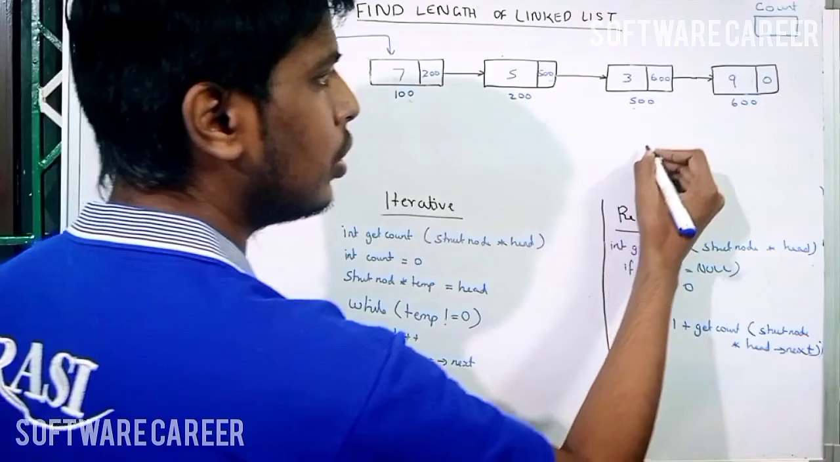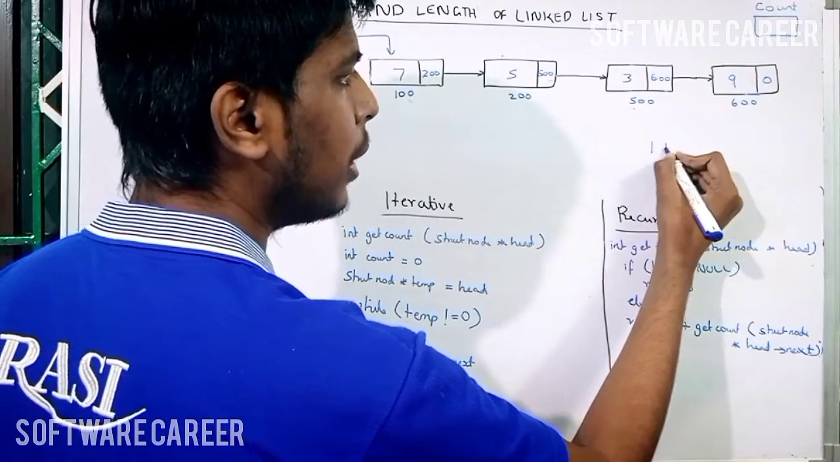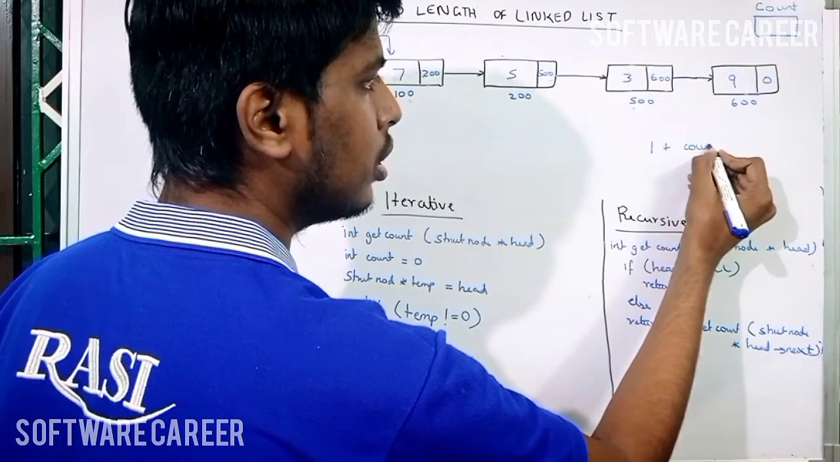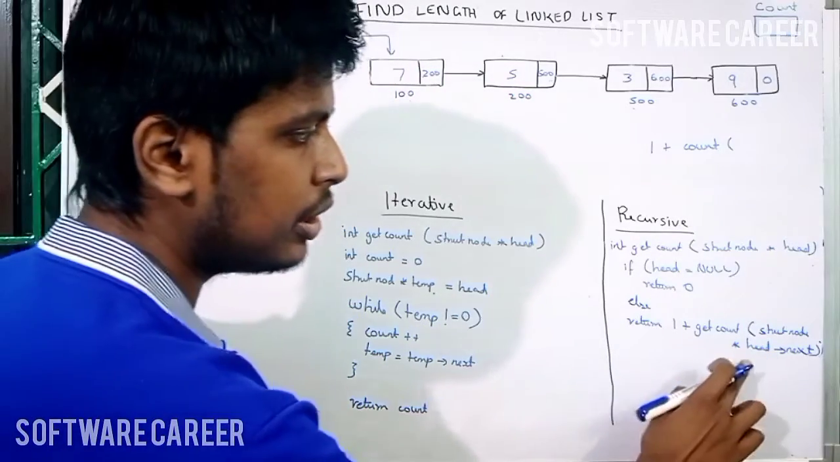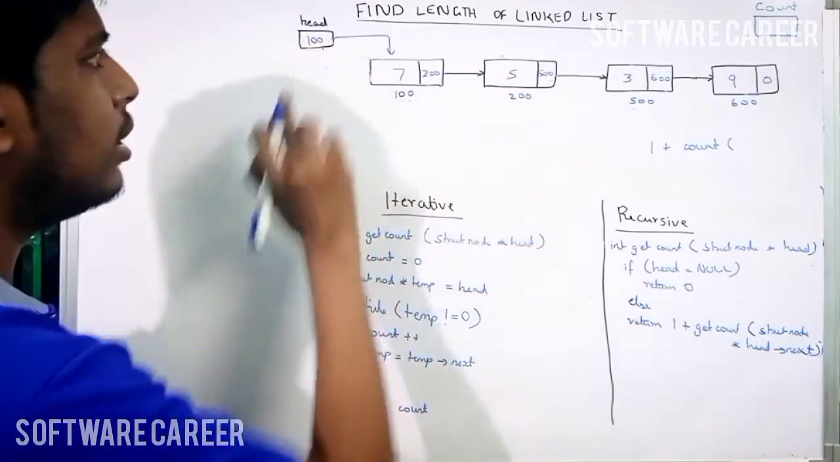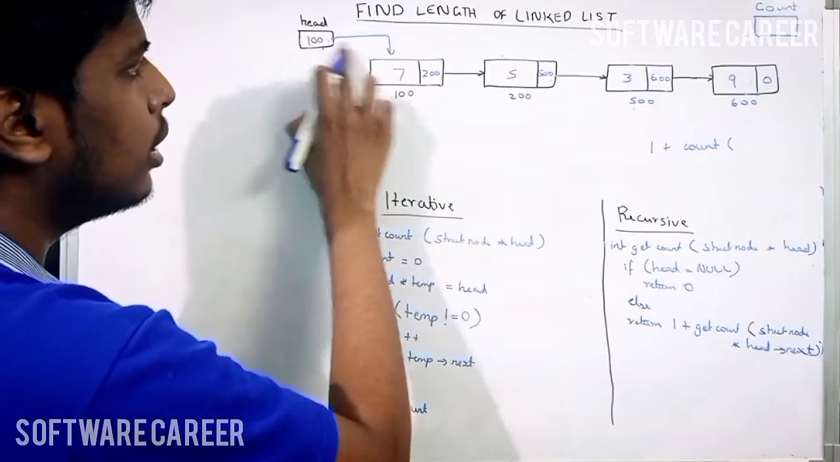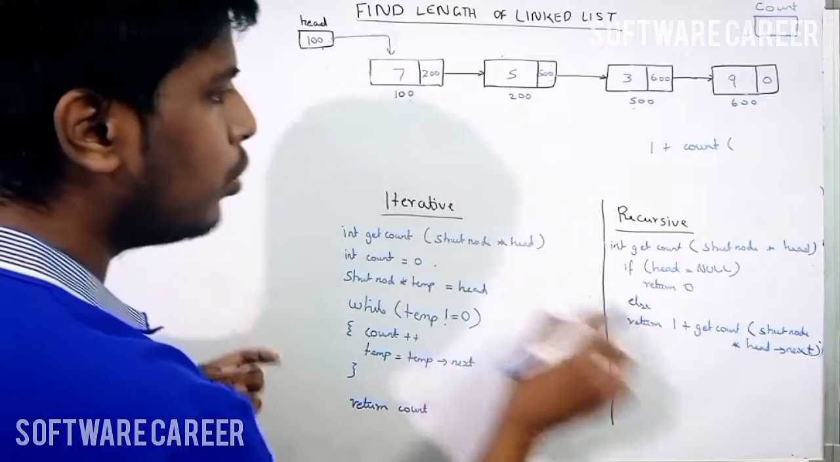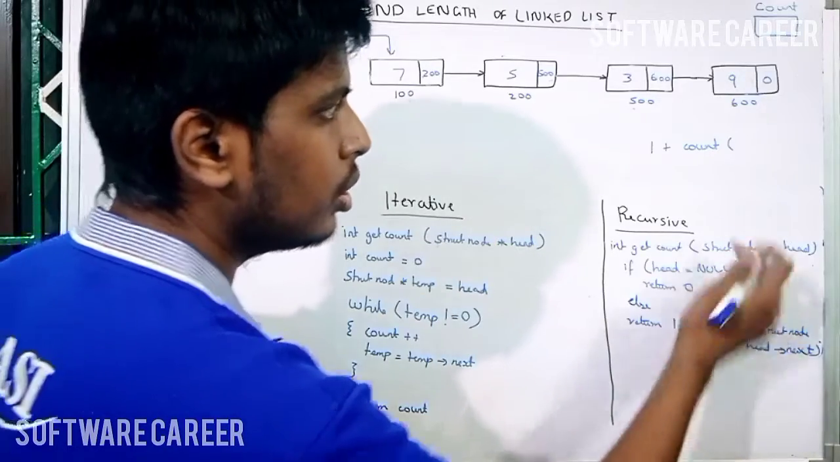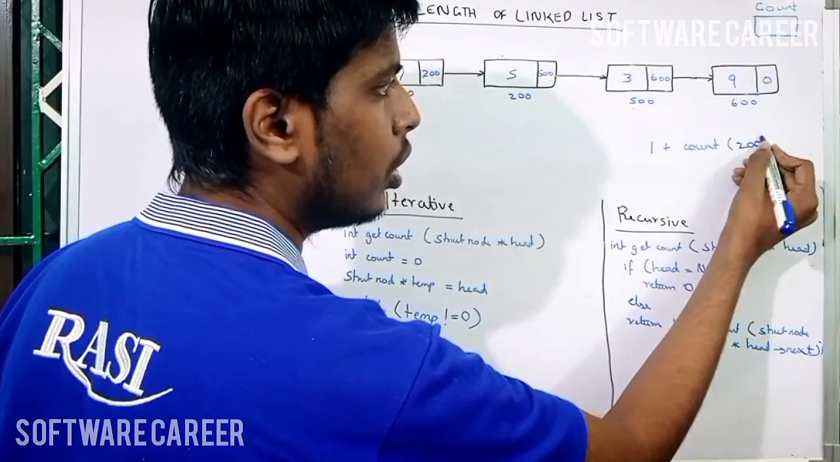Now I'll trace the code. 1 plus count function. Count function of what? Head next. The pointer is head next. Now head is what? Head is 100. 100's next is 200. So now 200 will be the value here. So I'm writing count 200 is called.